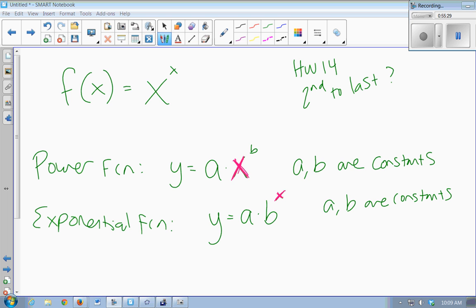Because for a power function, the exponent must be a constant, and for an exponential function, the base must be a constant. Because the base is a variable here, it can't be exponential, and because the exponent is a variable, it can't be a power function. It's just because of the definition.